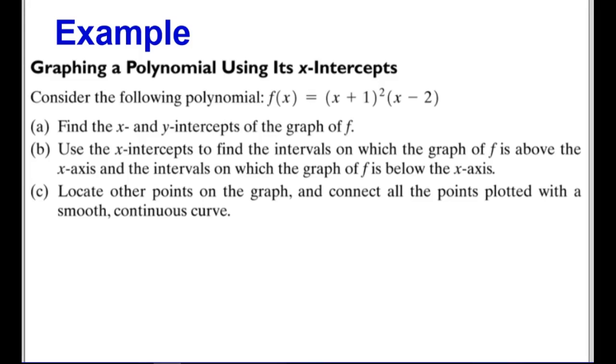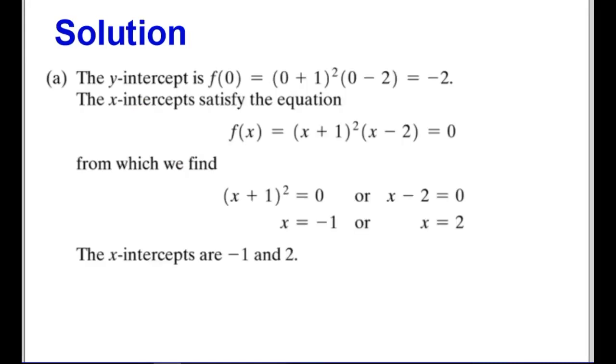So now we're going to graph some polynomials using our x-intercepts. So here's our first polynomial. I've got f of x equals the quantity x plus 1 squared times the quantity x minus 2. So first thing I want to find when I'm graphing this is my x and y intercepts. Then I can use my x-intercepts to find those intervals that I was talking about before. Well, does my x-intercept cross the x-axis, or does it just touch? So I can use that to figure out where I actually cross and where I just touch. And then I find some other points on the graph and then draw them as a curve.